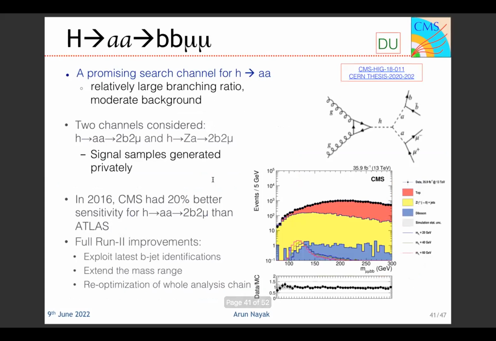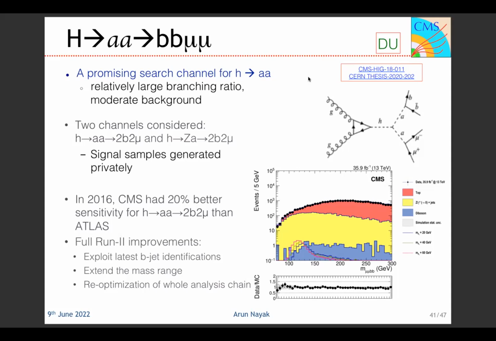And these searches are actually quite challenging because you have to trigger those events and then also identify the particles at low PT. So this is a promising search channel for searching Higgs to A bosons. It has a relatively large branching fraction because you consider A to BB, so the fraction is large, and then you consider mu, which helps in again triggering as well as identifying these events.